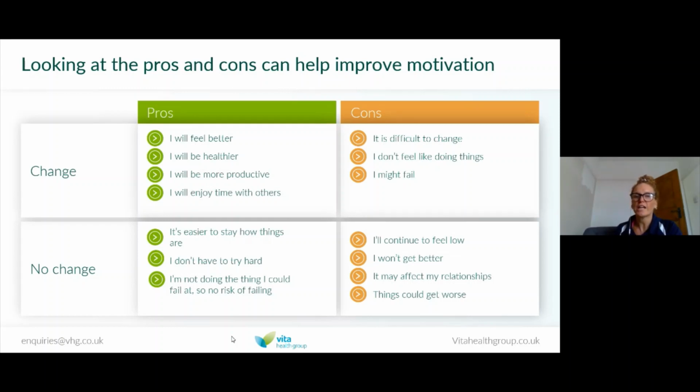And then the cons of change: it is difficult to change, I don't feel like doing things, I might fail. Okay? And then no change. The pros: it's easy to stay how things are, I don't have to try hard, I'm not doing the thing that I fail at, so no risk of failing. And then the cons of no change: I'll continue to feel low, I won't get better, it may affect my relationships, things could get worse. All right, so there are some pros and cons there.